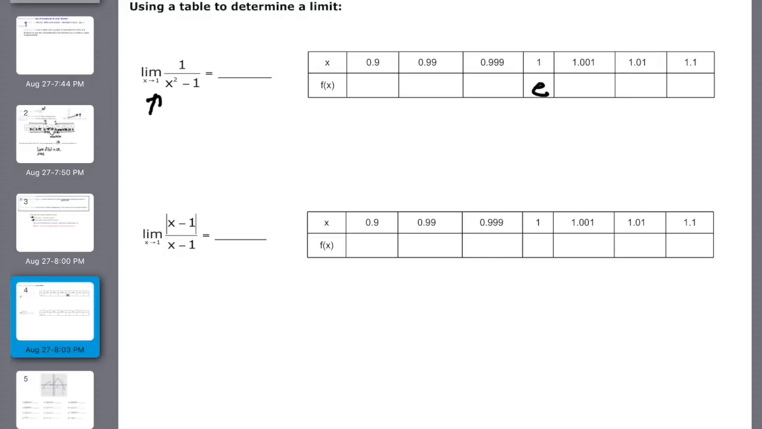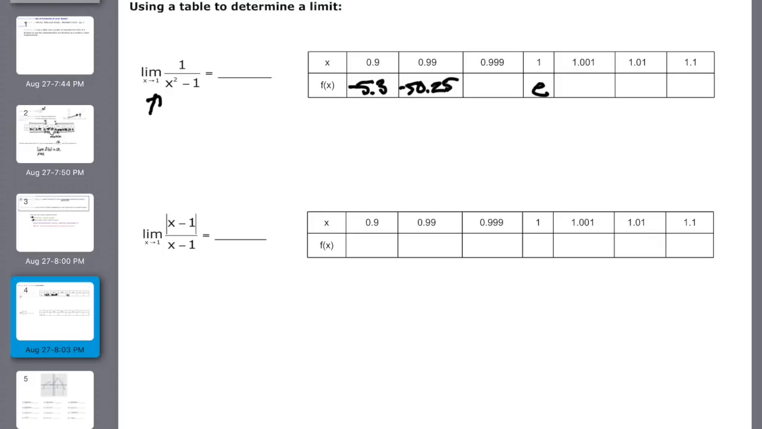So if I take 0.9 and plug it in, I'm going to get negative 5.3. Okay. If I take 0.99, I'm actually going to get negative 50.25. Now that's a big jump in value. It is decreasing, because it is increasing on the negative side, but that's a big jump. Those two numbers are not very close.